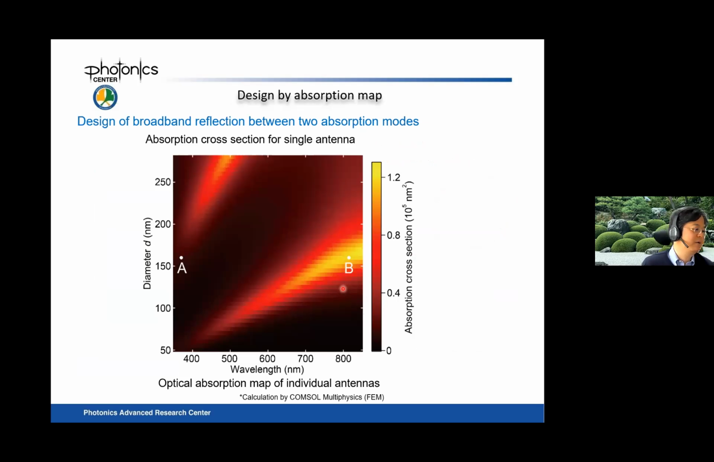Let me consider the principles of the operation. Here you can see the absorption map spectrum of these structures. This is the wavelength, and this is the diameter. The color shows the absorption cross sections, and the bright color shows high absorption cross sections. You can see two lines here and here, and these yellow regions have great absorption cross sections. And at the diameter of 160, we have two absorption peaks, A and B.